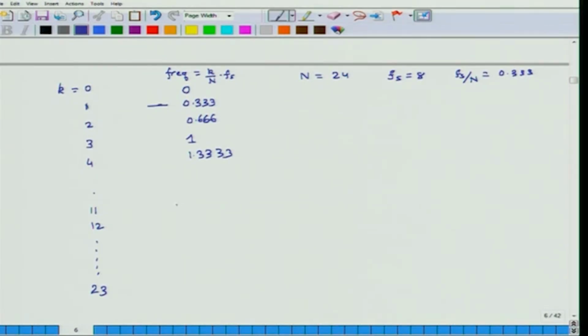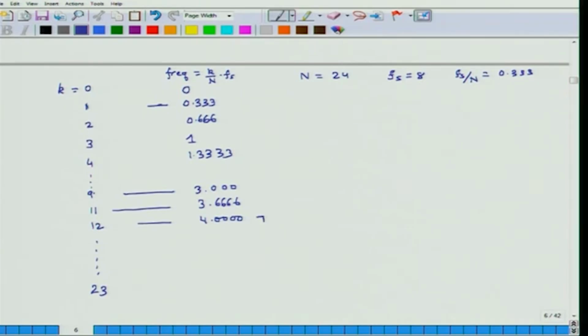You come to this, so what? When k is 9, then 9 would correspond to 3 hertz. 10 would correspond to 3.333 hertz. 11 would correspond to 3.666 hertz. And 12 would correspond to 4.00 hertz, right? And what does Shannon say?